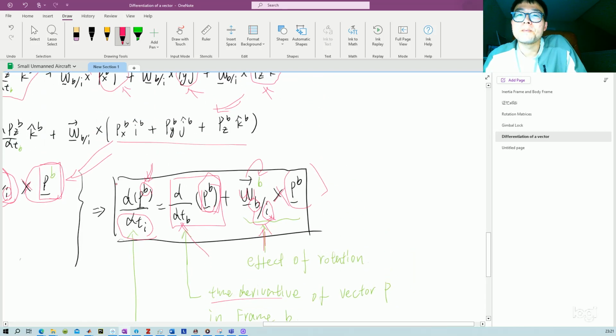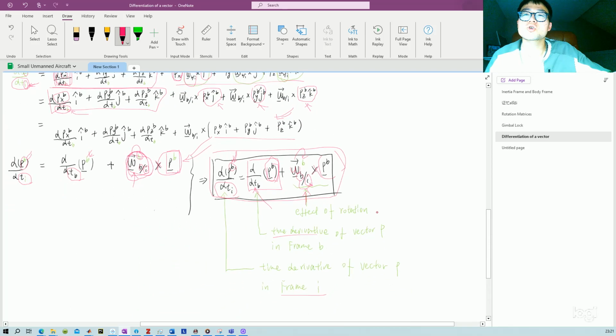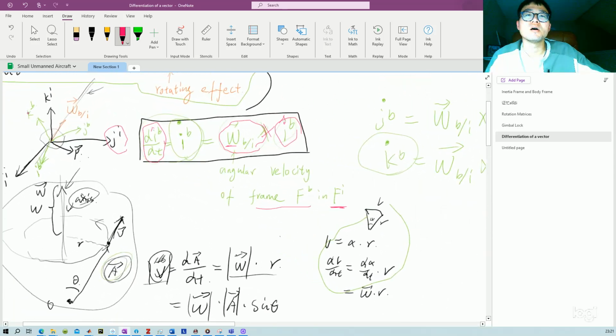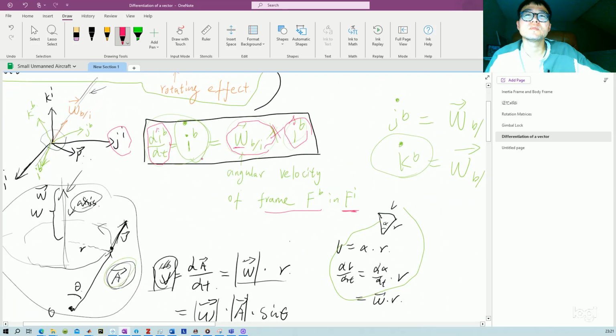So hopefully this is clear to you. If not, I would recommend you watch inertia and body frame, as well as watch how I proved the time derivative of unit vector is equal to the rotation of the frame cross product with the vector itself.